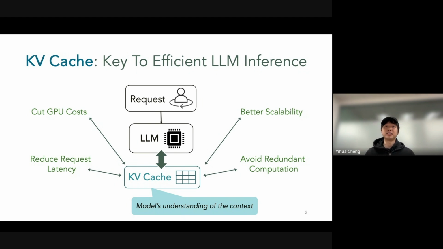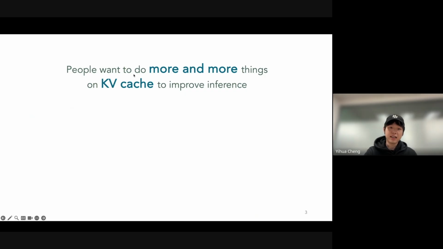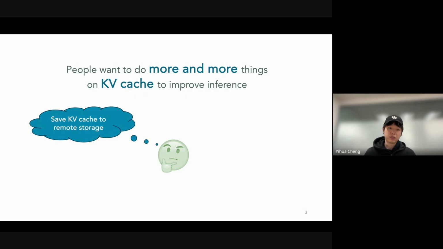So I think more and more people start to realize this, and it's becoming a very trending topic in the community. And as I just said, people want to do more and more things on KV cache to improve inference. There are many different cool ideas emerging every day. For example, people want to save their KV caches to remote storage because you realize the GPU is not enough and the CPU memory is not enough, so probably they want to store it in a larger capacity and cheaper storage.